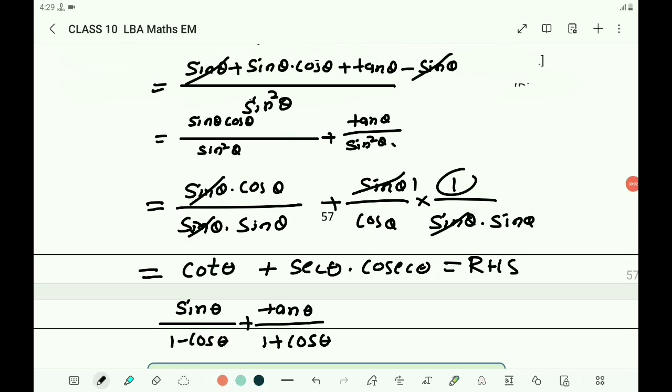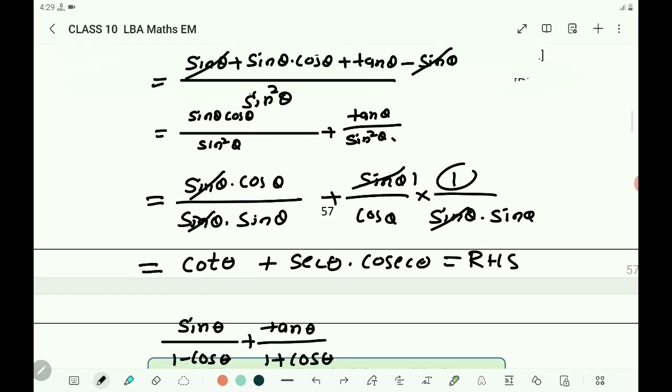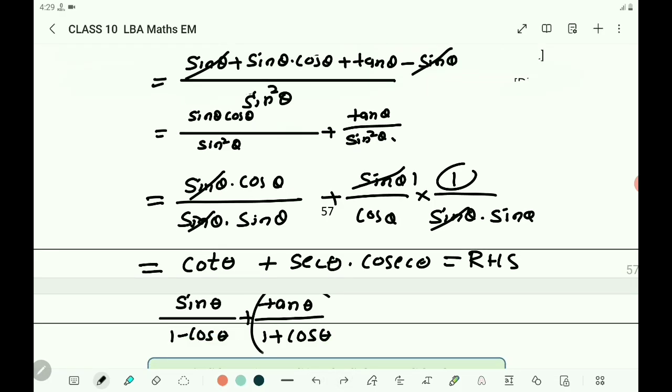Therefore sin theta by 1 minus cos theta plus tan theta by 1 plus cos theta is equal to cot theta plus secant theta into cosecant theta.